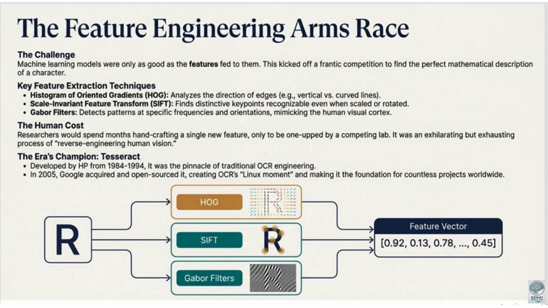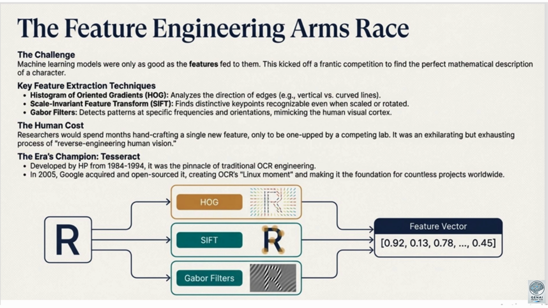Manual feature engineering. Before deep learning, OCR accuracy depended heavily on handcrafted features. Engineers manually defined what features matter. HOG, SIFT, Gabor filters were key extraction methods. Each method detected shapes, edges, or patterns differently. Researchers spent months designing single features. It was slow, complex, and required expert knowledge.